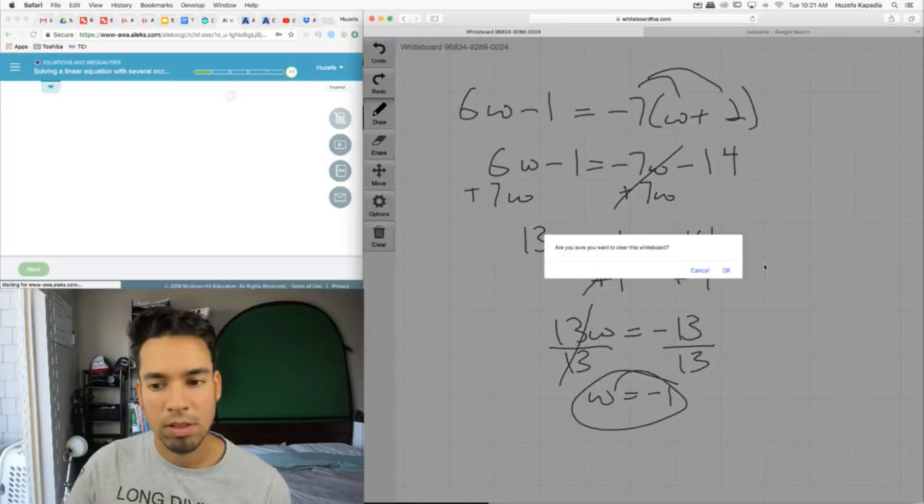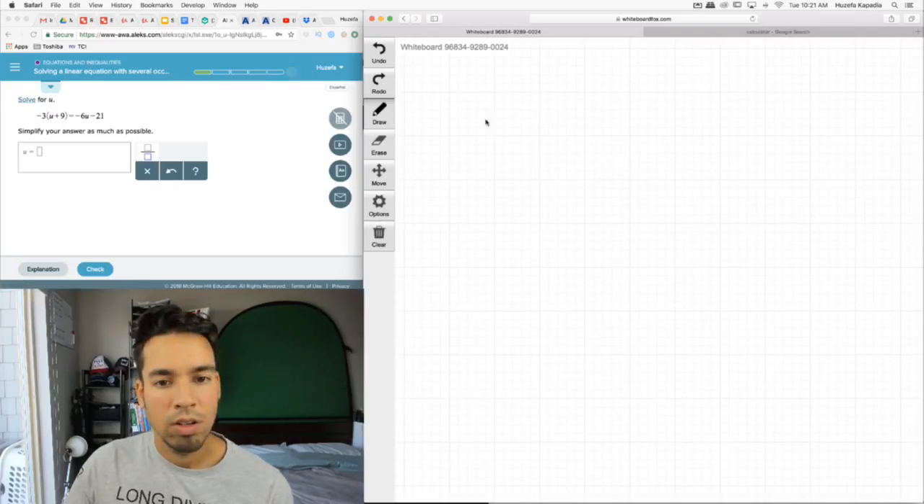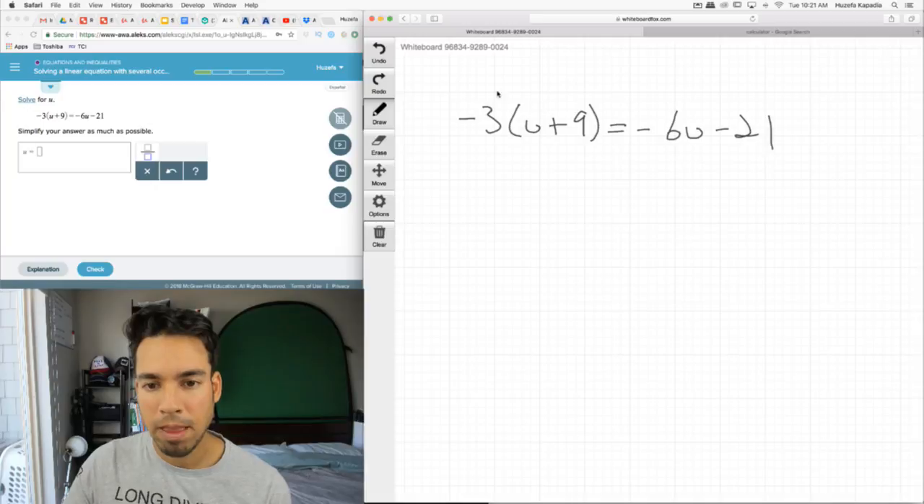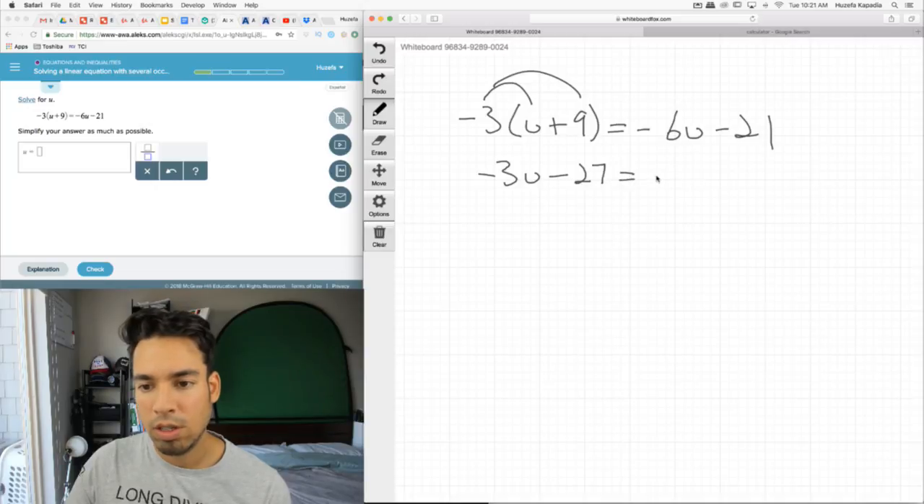Okay, next. Negative 3 times (u plus 9) equals negative 6u minus 21. Okay, let's first go ahead and start by distributing. We got negative 3u minus 27 equals negative 6u minus 21. Okay, let's bring the variables together first. So I got a negative 6u, so I'm going to add 6u to that, because adding a 6u to a negative 6u knocks it out, makes it go to 0. Add it to that side too.